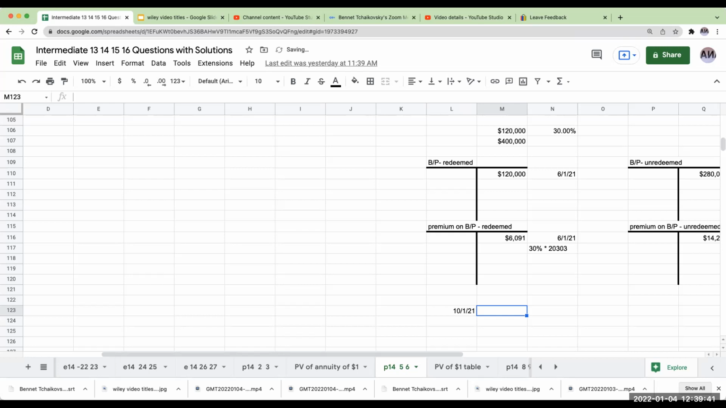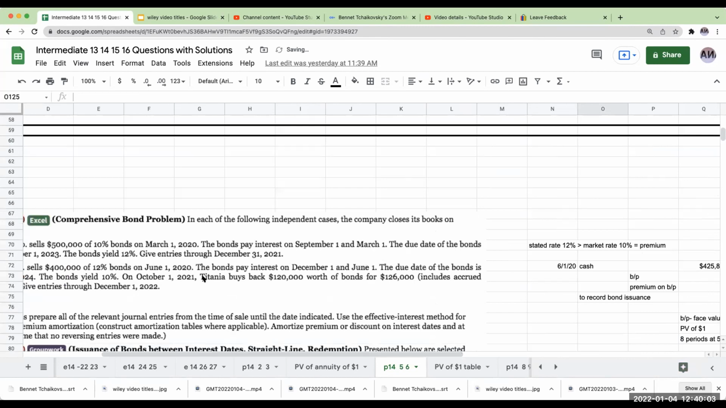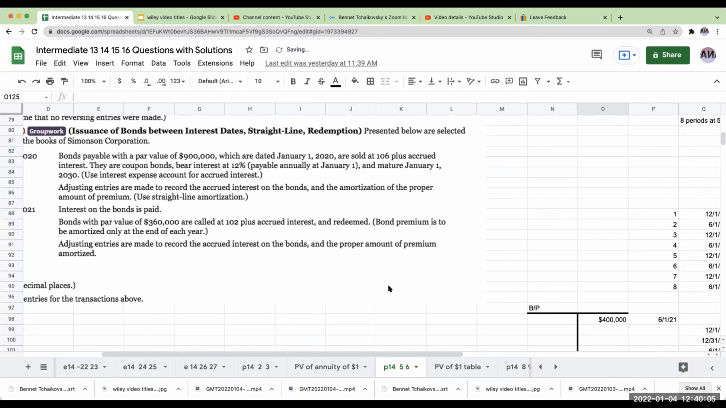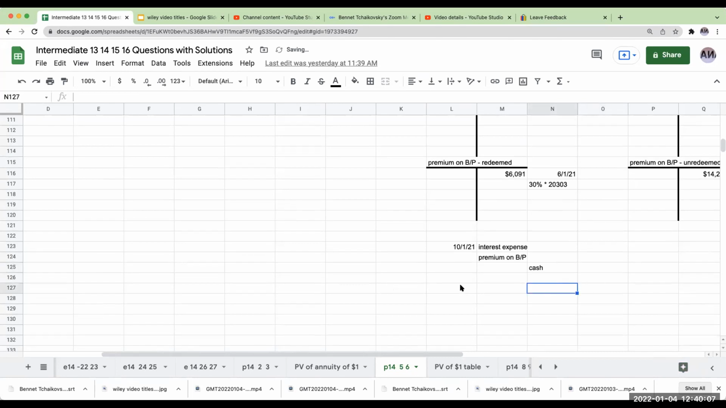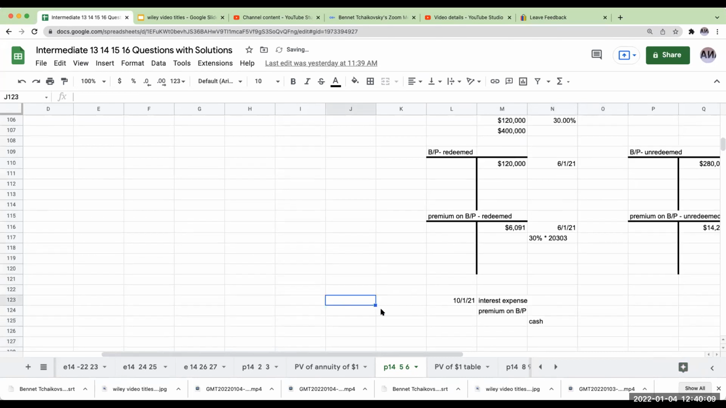So when I pay for interest, I'm going to credit cash, I'm going to debit interest expense, and I'm going to debit premium on my bonds payable. So right over here, I'm going to say, all right, how much cash should I pay out? Well, I know that I paid out 126,000, but that includes accrued interest. So how much was my accrued interest?